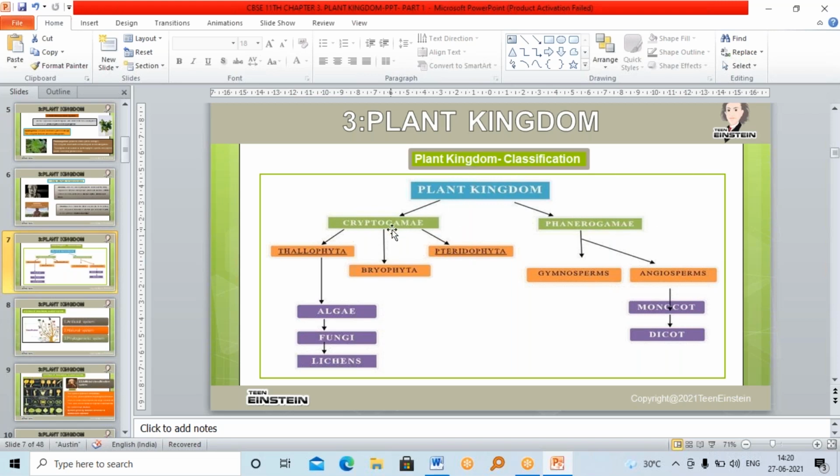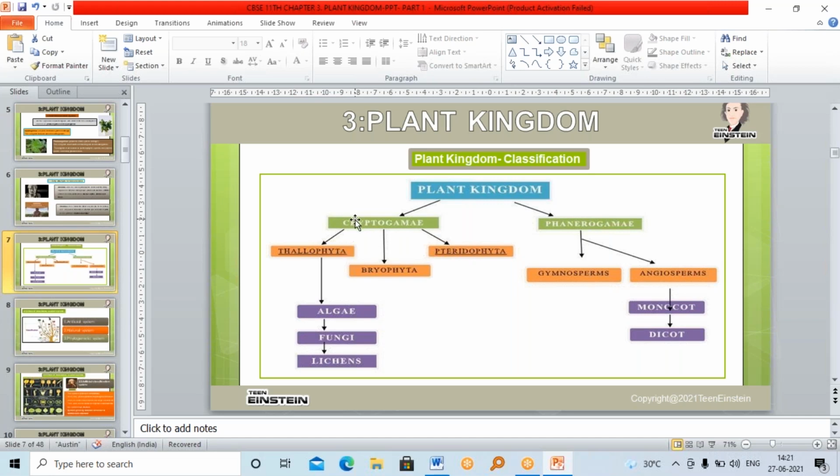Next, plant kingdom classification. Plant kingdom is classified into cryptogamy and phanerogamy. Cryptogamy means with hidden reproductive structures. Phanerogamy means with visible reproductive structures. So, the main classification is that it is classified into two subkingdoms, cryptogamy and phanerogamy.